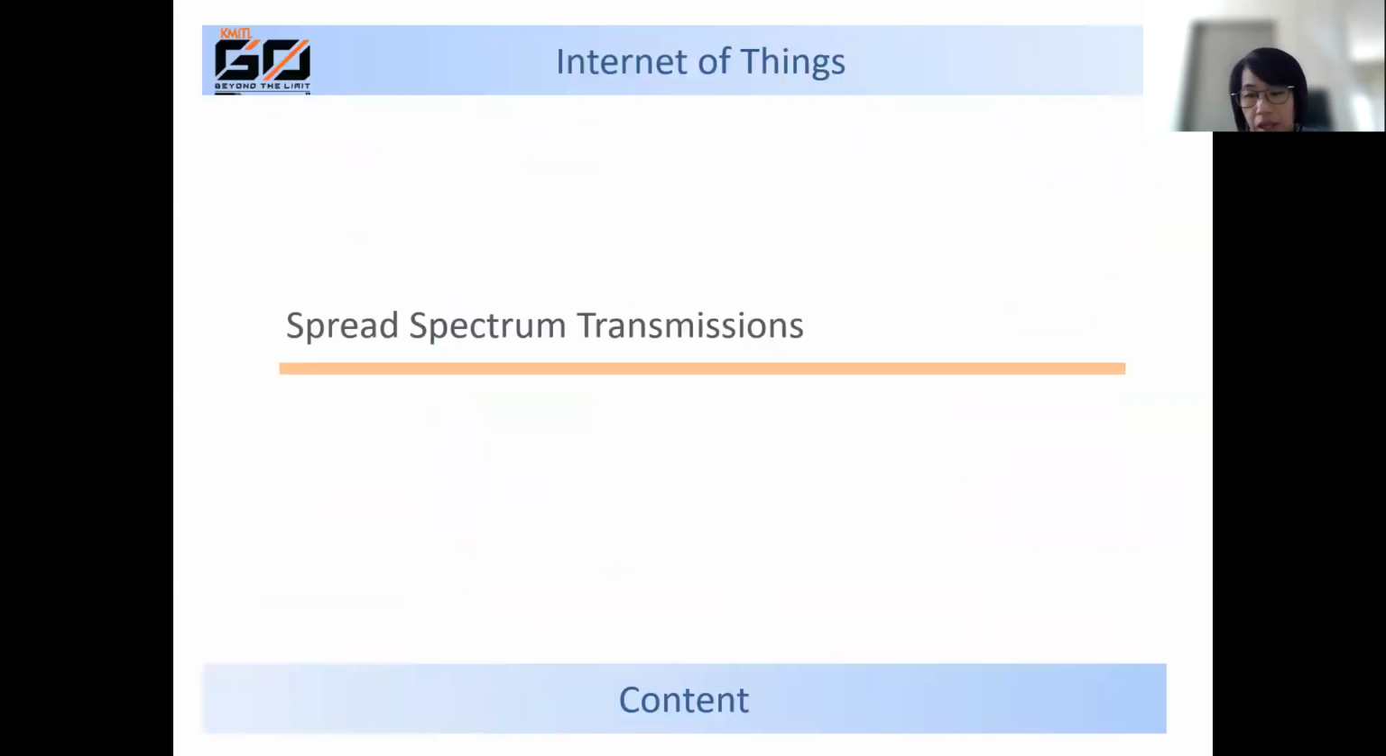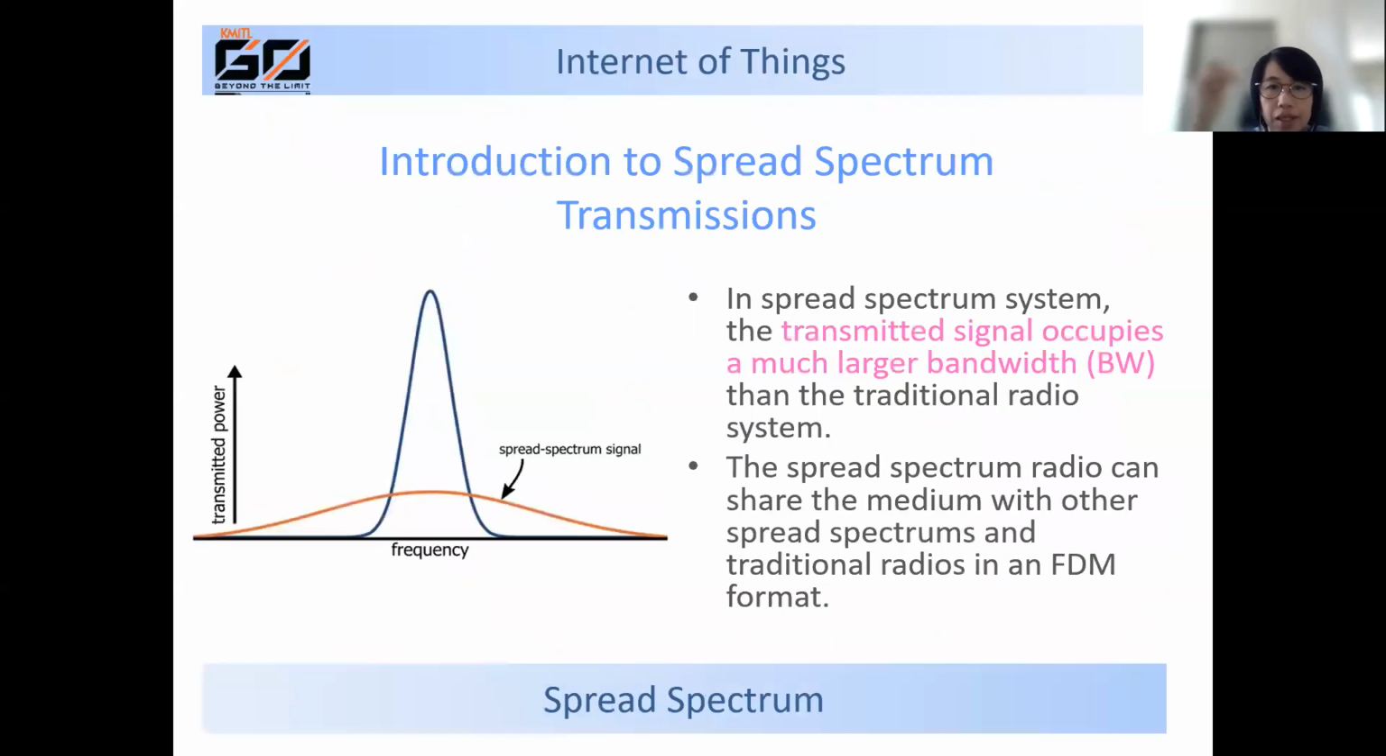Okay. So what is spread spectrum transmission then? Okay, so as I showed you here, actually before the previous slide, in the spread spectrum system, the transmitted signal occupies a much larger bandwidth. So this is what it means. Okay. The spread spectrum radio can share the medium with other spread spectrum and traditional systems in FDM format.